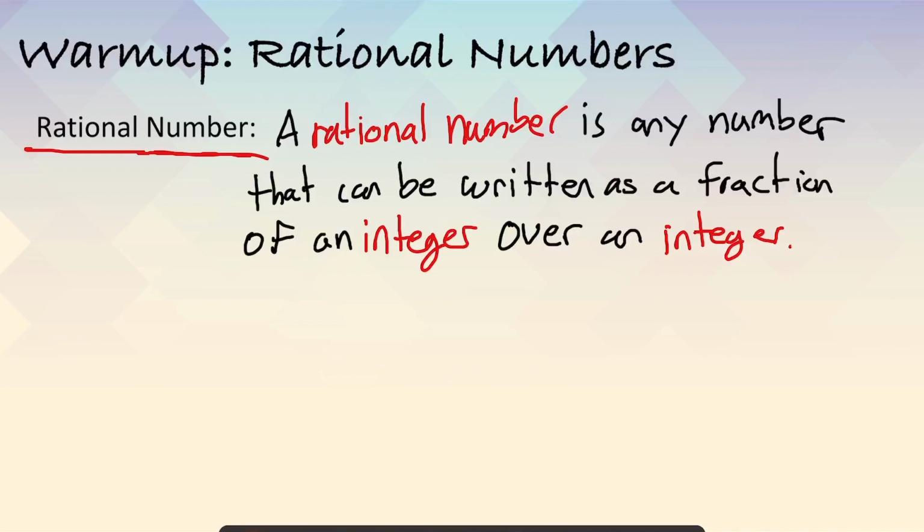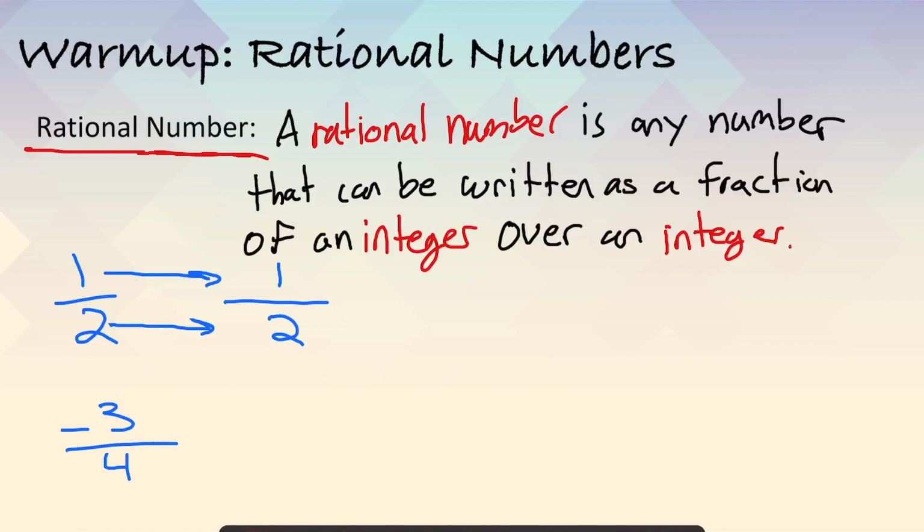Well, for example, I could say 1/2 is a rational number because 1/2 is a fraction that has an integer, right? 1 is an integer over another integer. Both 1 and 2 are integers. I could also have something like -3 over 4. -3/4 is a rational number. -3 is an integer and 4 is an integer. Okay, so to be a rational number, all you have to have is a fraction of an integer over an integer.